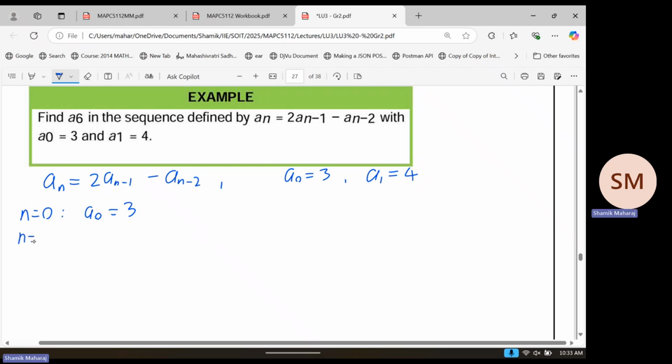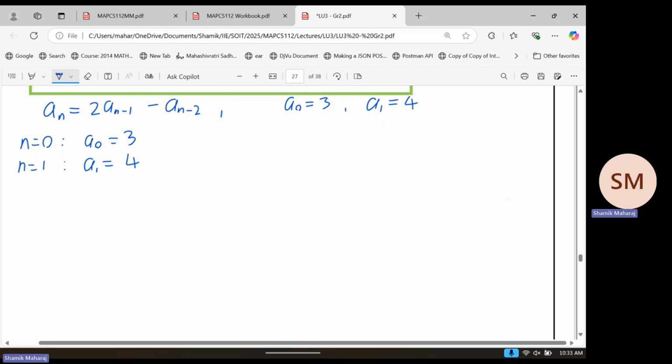And for n equals 1, A1 equals 4. That's given to us, so we don't need to work these ones out. We could list them here like this, but you don't have to even do this. I'm just doing it to show you the order of n. So these first 2 steps are already done. Now we can just keep going up until we reach n equals 6 to get A6. Okay, so let's do that. Let's go to n equals 2.